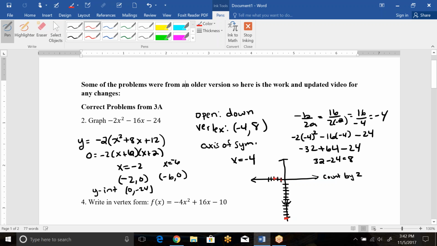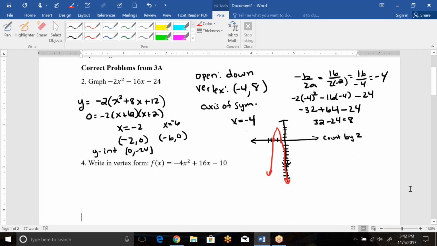And then the vertex is negative 4 and then down 8, so, no, excuse me, up 8. So that would be 2, 4, 6, 8. So we get this parabola going like this. And it's upside down. Okay, so for the next one, we're supposed to write it in vertex form.